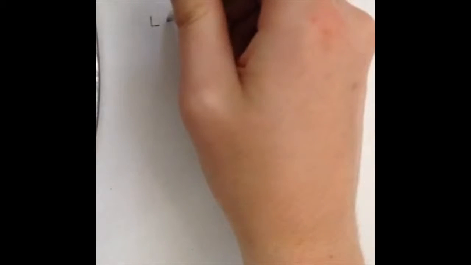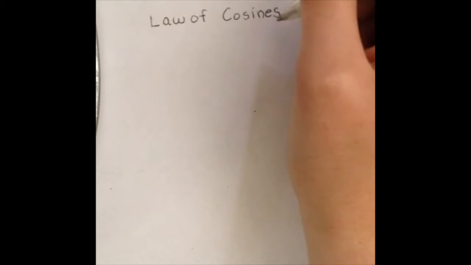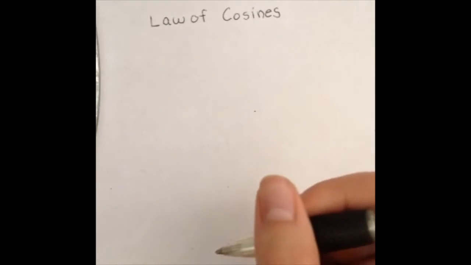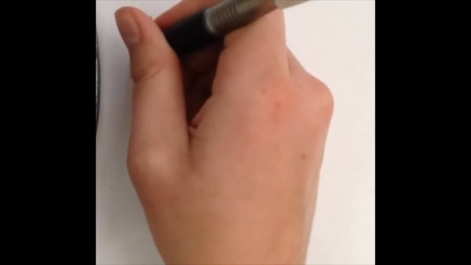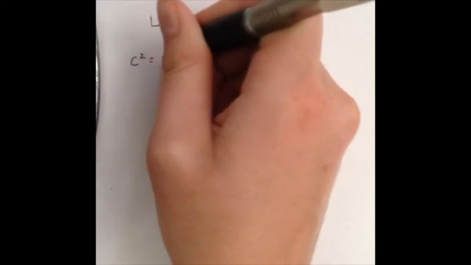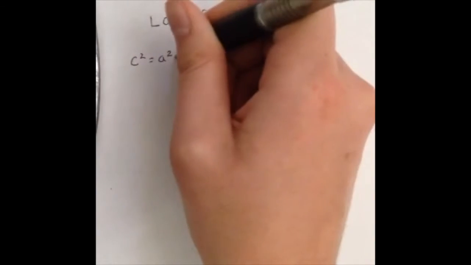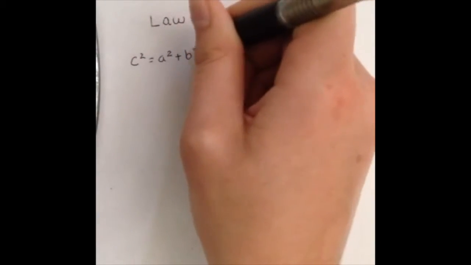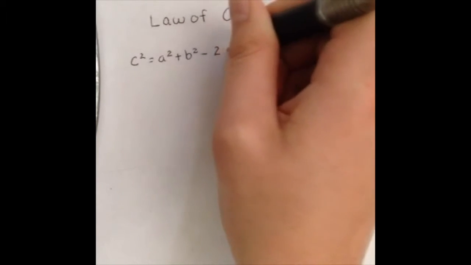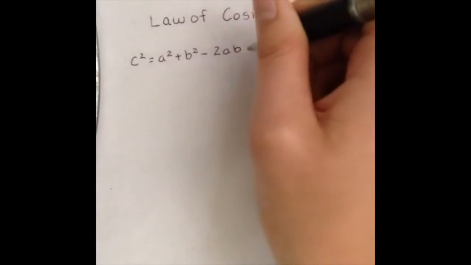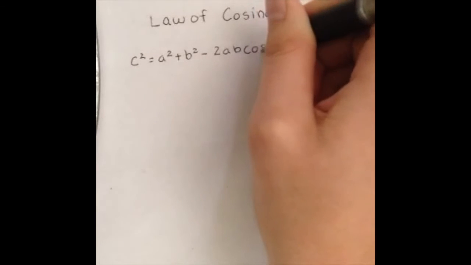Hello, so today we're going to be talking about the law of cosines. The law of cosines is a formula we can use to determine the missing side lengths or angle measurements of a triangle. The law of cosines reads c squared equals a squared plus b squared minus 2ab cosine of c.